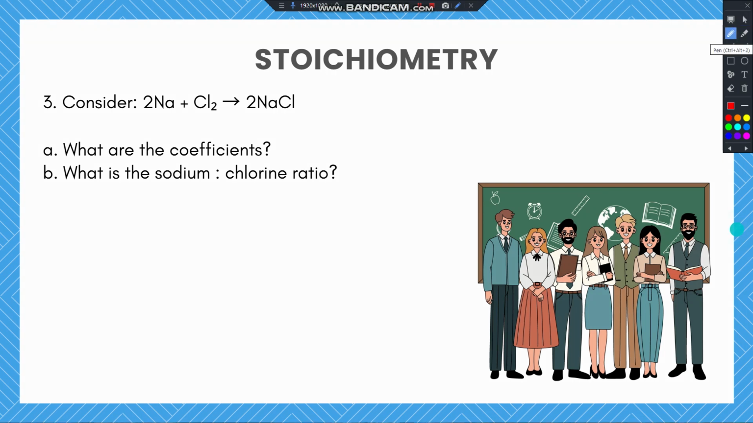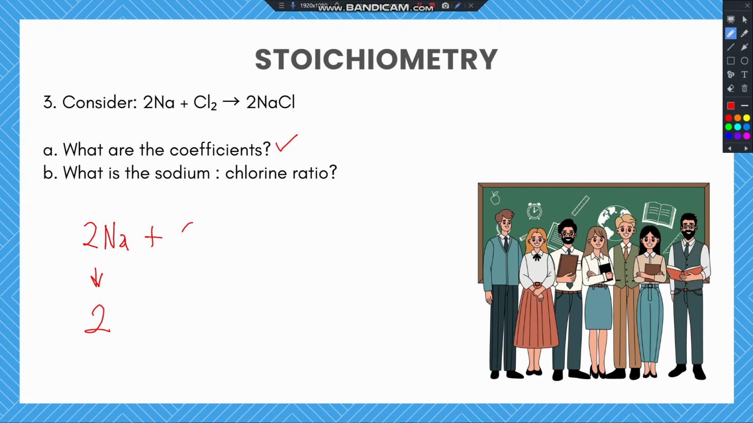The next question also has a chemical equation, and we are asked to identify the coefficients. So let's do that very quickly. To identify the coefficients, let's take the elements one after the other. So we have sodium, Na. Are there any numbers standing in front of sodium? Yes, we have the number 2. So that leaves us with the first number, 2.